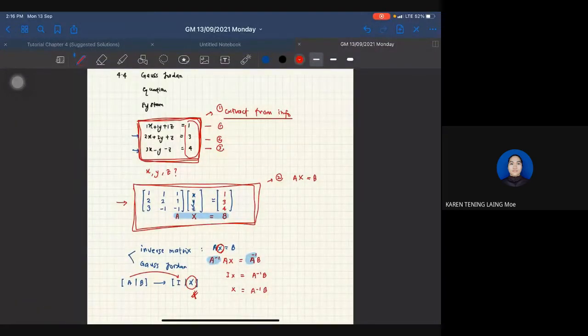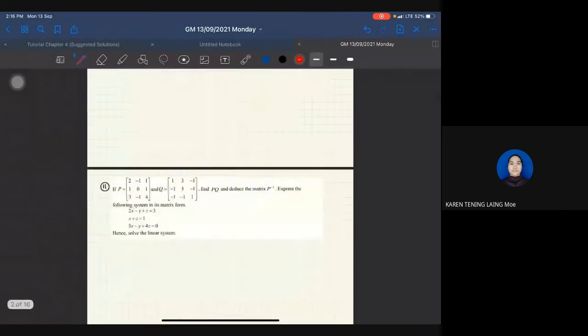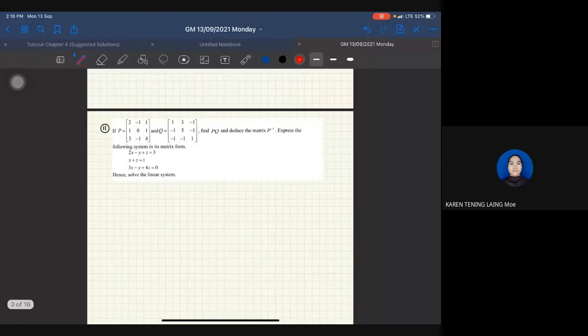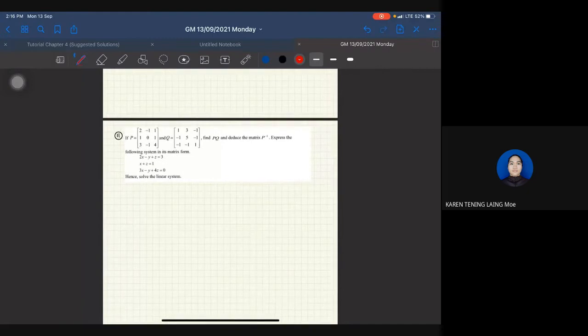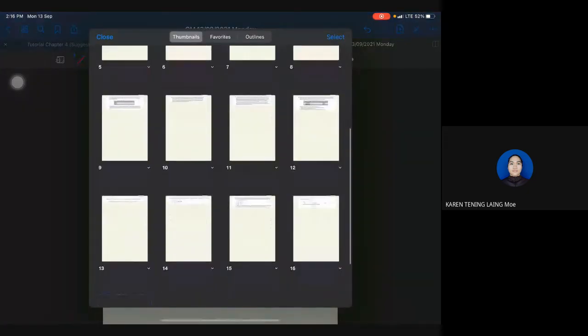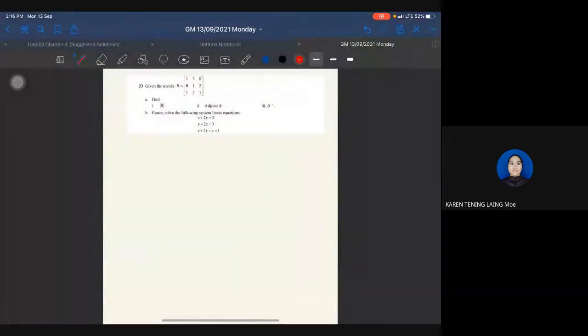Okay, so soalan tutorial untuk chapter 4.4 ni dia macam banyak sikit kan. So kalau kita tengok dia adalah daripada soalan nombor 11 sampai 23. So there are a total of 23, 11 berapa? 12 tambah 1, 13. 13 soalan. Okay, so kita pergi satu-satu dan mana saya rasa perlu bincang, saya akan bincang.